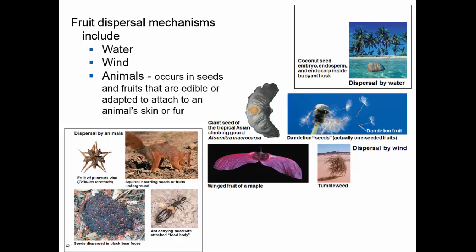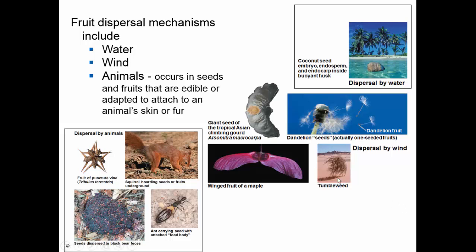Some of the wind-dispersed fruits are quite amazing. The giant seed of the tropical Asian climbing gourd, pictured here, looks kind of like a hang glider and behaves like one too. When it falls from the tree, it moves in a slow spiral path towards the ground. If a gust of wind comes during its slow descent from the branches to the ground, it can be swept farther away from the parent plant.